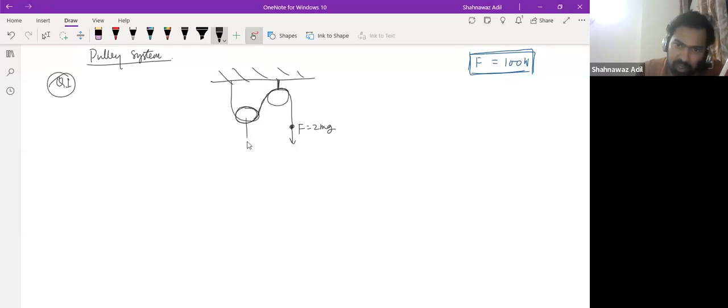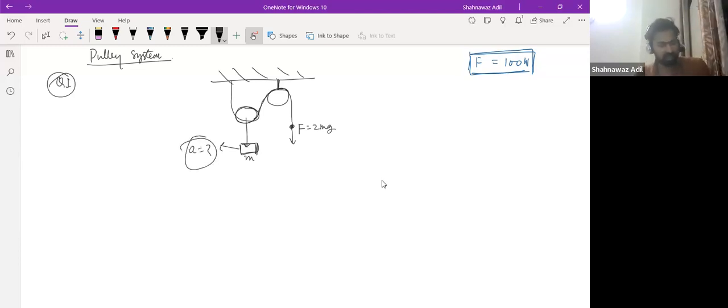Then you have this mass, which is hanging, right? So this was the question, and you have to find out the acceleration on this block. We have to remember that these strings are massless, which means that the tensions would be the same, right? Tensions would remain the same if strings are massless.